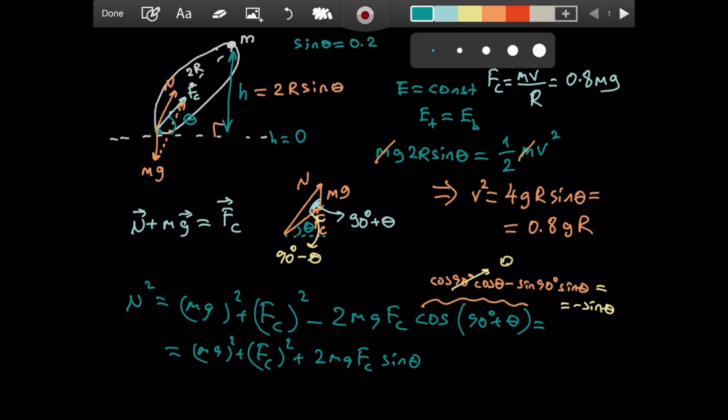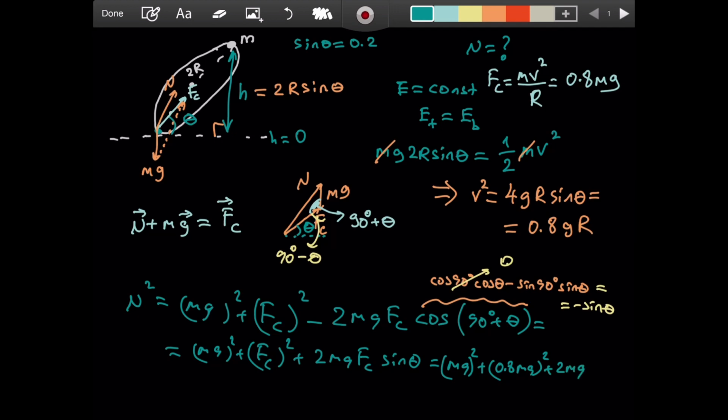Alright, now we can substitute it. So I'm going to have (mg) squared plus (0.8 mg) squared plus 2 mg times 0.8 mg times the sine of theta, which is 0.2. There isn't enough space, let me try to fit it. So we have 2 and we have 0.8 from the centripetal force. mg will be squared and then we have sine theta. Okay? Now that part will give us then.